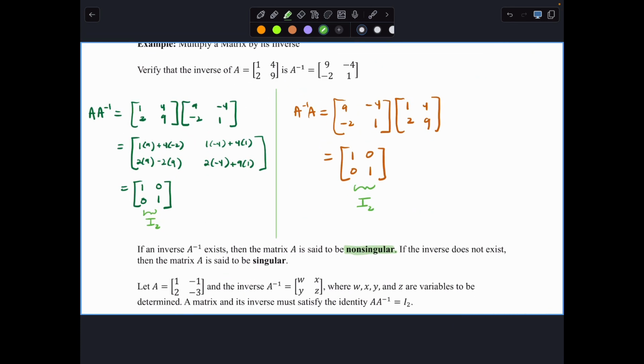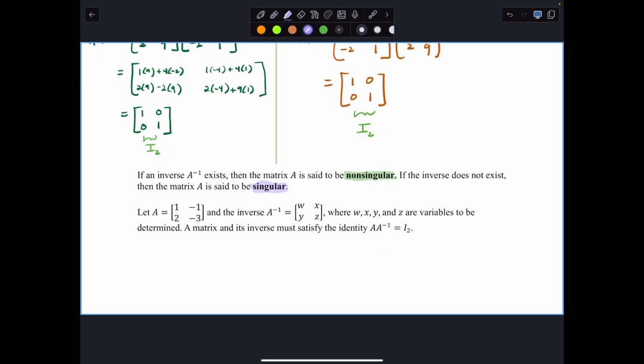But if the inverse does not exist, then matrix A is referred to as being singular. That's not something that I'm going to assess you on or anything. Just think of that as like planting the seed for if you end up studying matrices again.